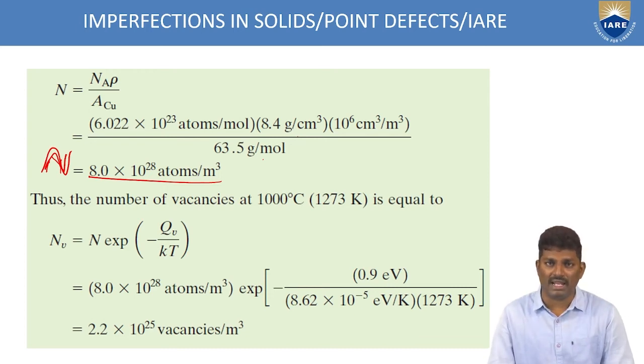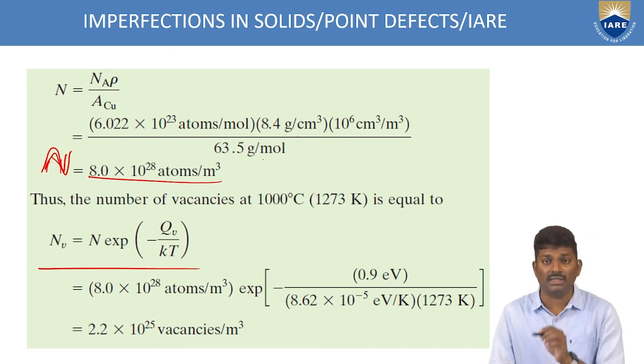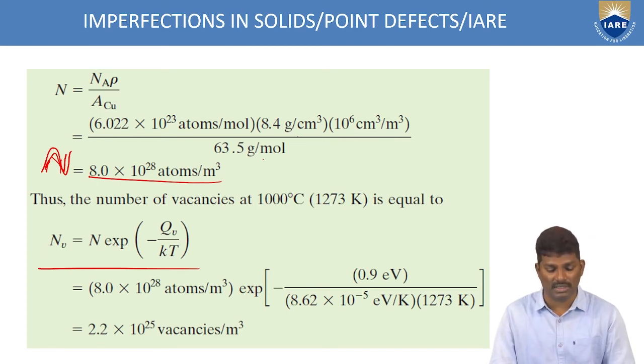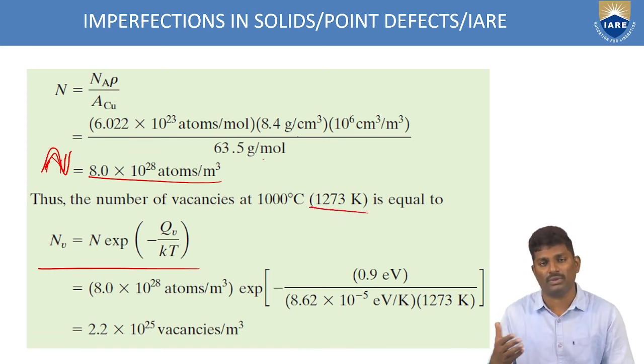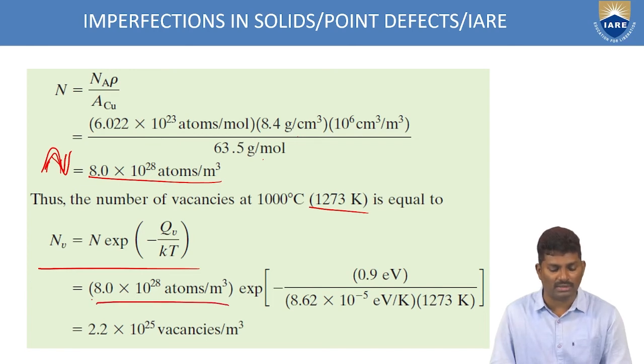After getting this N value, we can directly substitute in this equation. Nv is equal to N into exponential of minus Qv by kT. At 1000 degrees centigrade, every value needs to be in Kelvin, so you need to convert into Kelvin. So add 273, that gives 1273 Kelvin. Now substitute the value of N here. What is the value of N here? 8.0 into 10 power 28 atoms per centimeter cube.